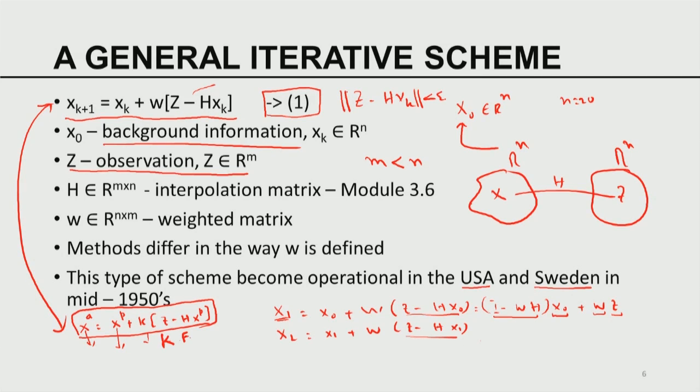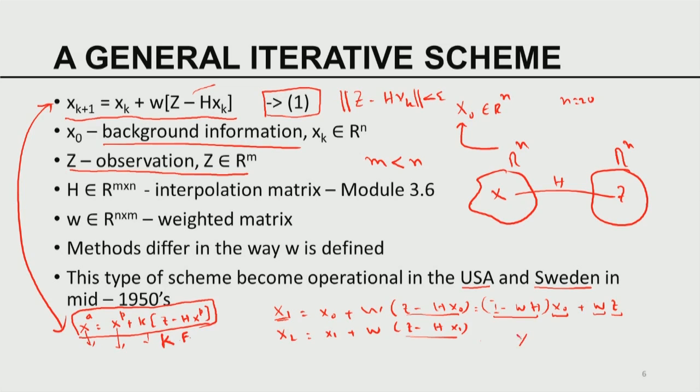That means there is no more juice left in z that has not been transferred to xk. If all the juice left in z has been transferred to xk, z might get closer to h of xk. If h of xk is closer to z, the innovation becomes smaller and smaller. If the innovation becomes smaller and smaller, there is not much juice left. I can truncate. So at the time when they're truncated, I'm going to get a state.